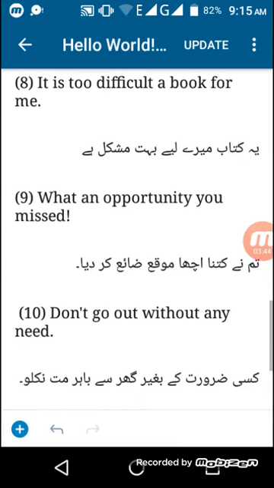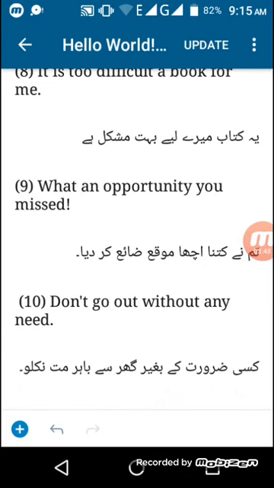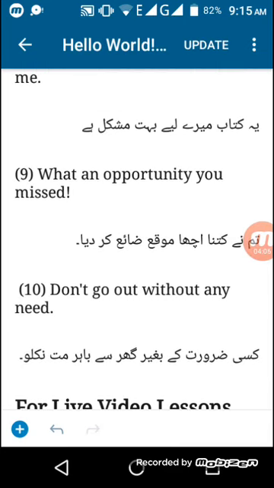The final sentence of today's lesson is don't go out without any need. Don't go out without any need. Especially this sentence is related to the situations that we are facing these days because of the lockdown, because of the coronavirus. So listen to it carefully again. Don't go out without any reason. And it means किसी ज़रूरत के बग़ैर घर से बाहर मत निकलो.